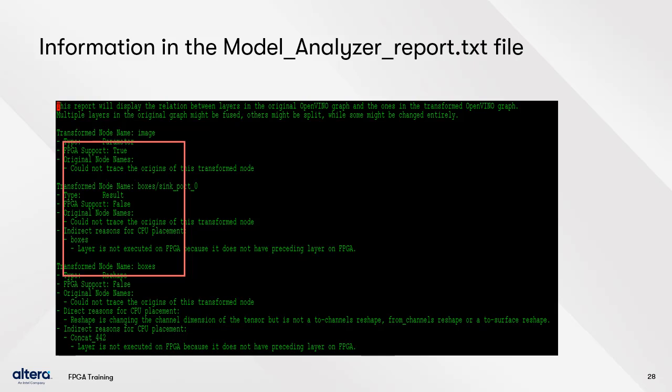The Model Analyzer report will display the relation between layers in the original OpenVINO graph and the ones in the transformed OpenVINO graph. Multiple layers in the original graph might be fused, others might be split, while some might be changed entirely. The model analysis report contains information about the model, the layer placement information, the reason why layers were unsupported, and how internal layers relate to the layers from the original OpenVINO graph passed to the FPGA AI Suite compiler. The report generated will be similar to the one shown in the slide, which has true and false indications.